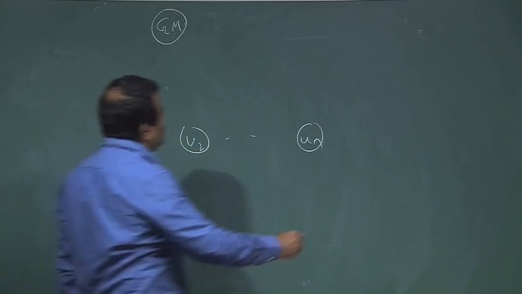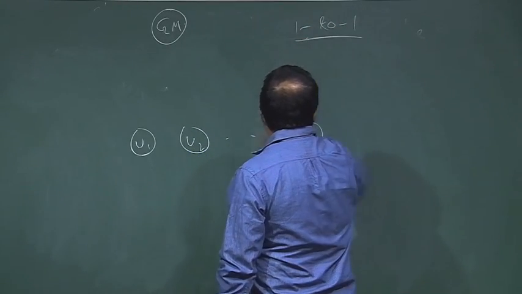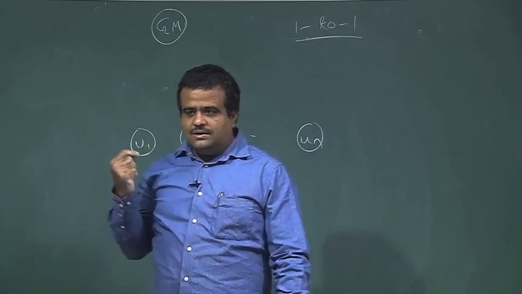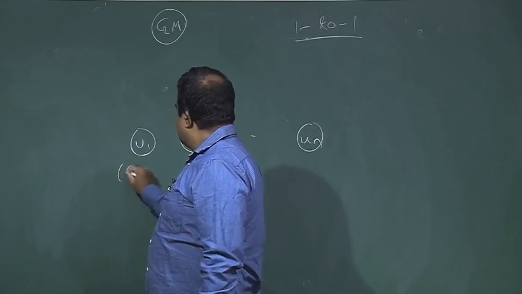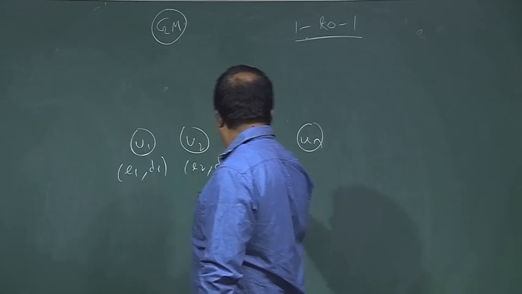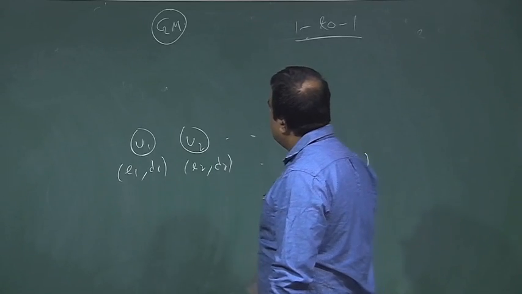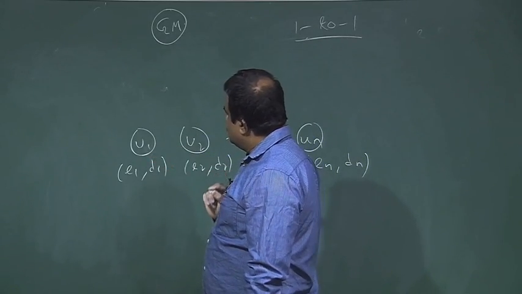Now, so far we know one-to-one encryption. That means everybody has their own private key and public key pair: U1 with E1, D1; U2 with E2, D2; up to UN with EN, DN. Now, if some message has to be sent to U1, what do we do?